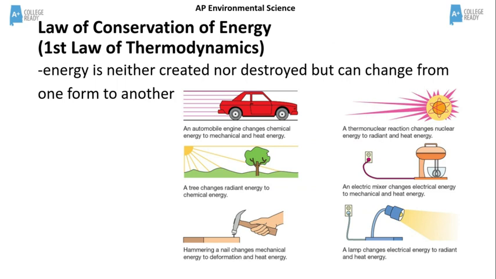To understand energy relationships in ecosystems better, let's discuss the first and second laws of thermodynamics. The first law of thermodynamics, which is also known as the law of conservation of energy, states that energy is neither created nor destroyed in reactions, but can change from one form to another.